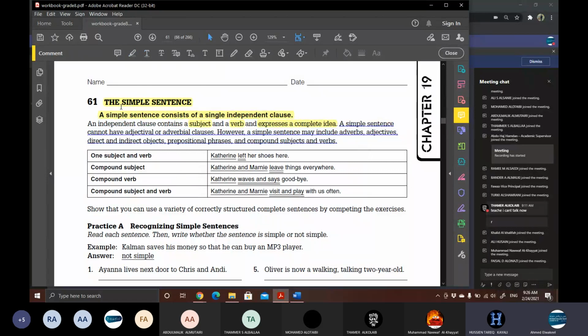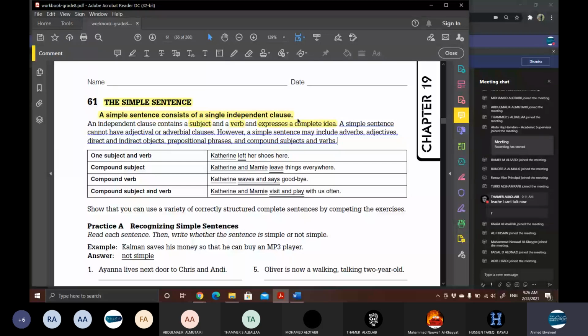So once again, a simple sentence consists of just one independent clause. One independent clause or one main clause means that it must have a subject, it must have a verb, and it must express a complete idea or a complete thought. The subject can be a simple one or a compound one. The verb can be a simple verb or a compound one. Yet it must express a complete idea or thought. If it doesn't express a complete idea, then it's a dependent clause, not an independent one.